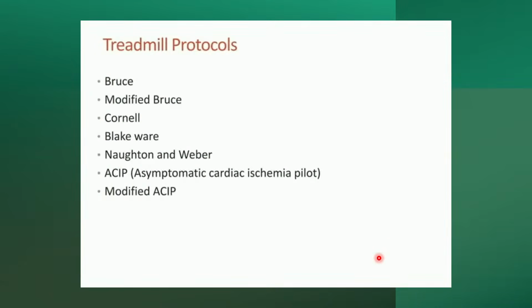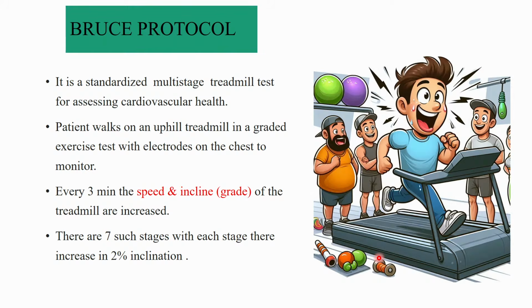I told you about the protocols. We have the Bruce protocol, modified Bruce, Naughton, Weber, ACIP, modified ACIP, and one more protocol called the Gardner protocol, which we use in peripheral artery disease patients.